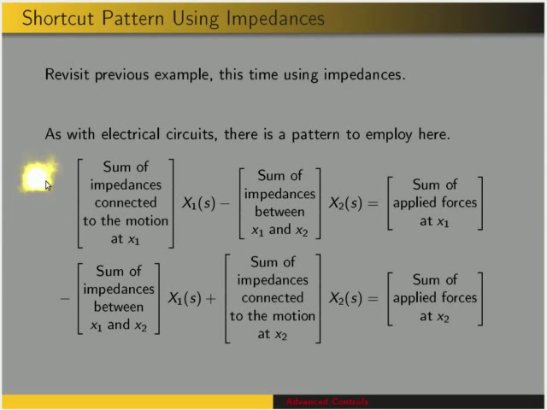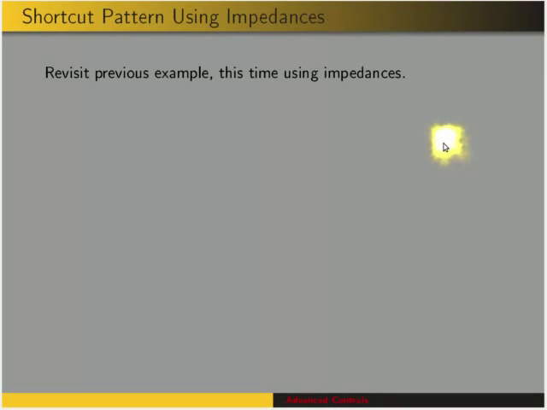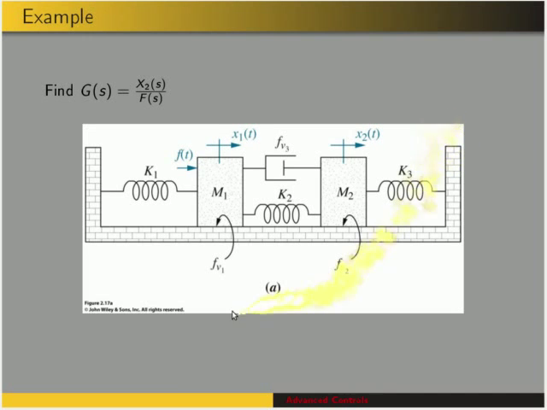And what those are is we'd have the sum of the impedances connected to the motion at x1. And that sum is multiplied by the Laplace transform of x1. And from that product, we subtract the product of the sum of the impedances between x1 and x2, and that's the Laplace transform of x2. And that difference is equal to the sum of the applied forces at x1. So for the sum of the impedances at x1, we've got impedance from this spring, impedance from this damping, impedance from this spring, impedance from this damping, and also impedance from the mass.